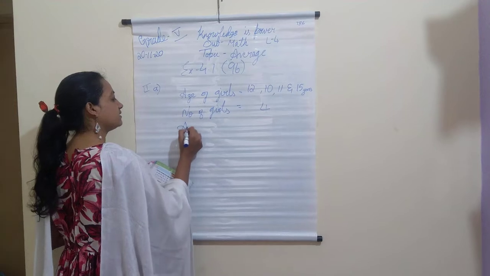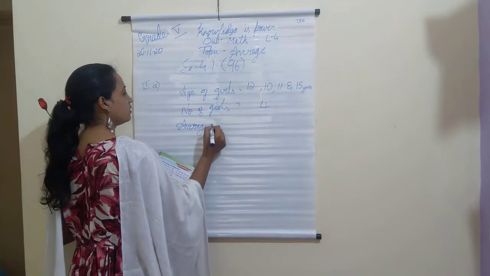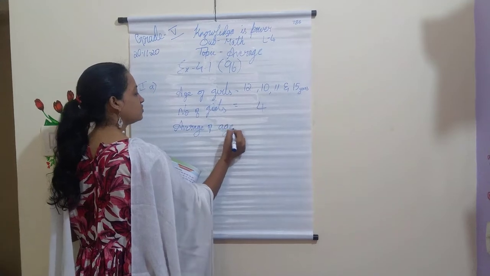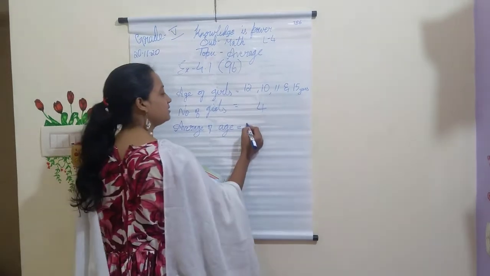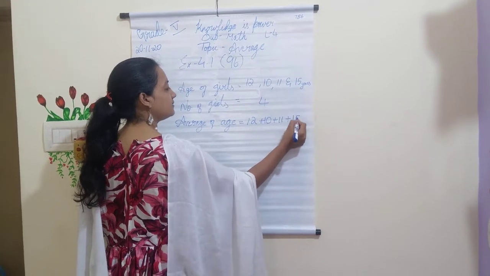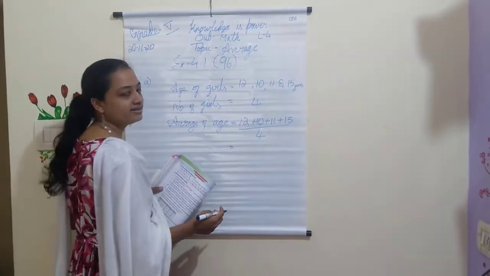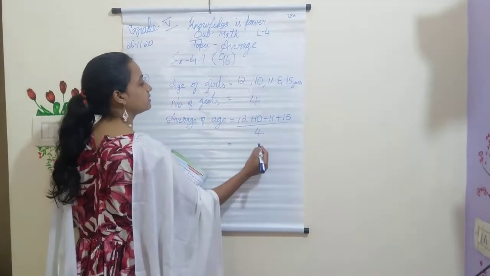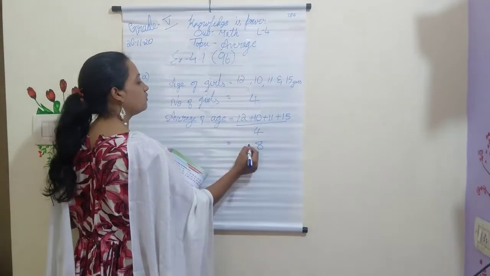Now what should we find? Average of, let us write just age. Average of age is equal to, you know how to find the average? It is 12 plus 10 plus 11 plus 15 divided by 4. Now let's find the answer. 5 plus 1, 6, 6, 8. 1 plus 1, 2, 3, 4.